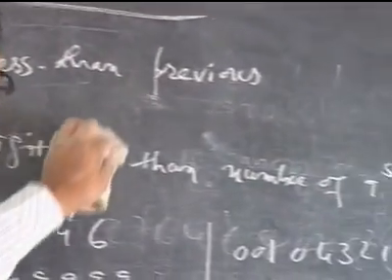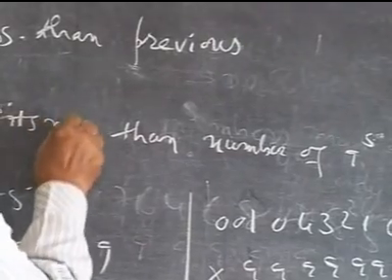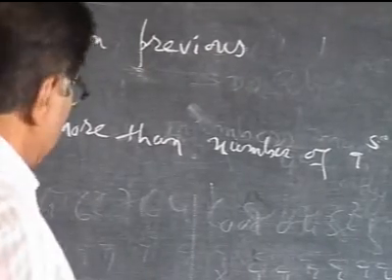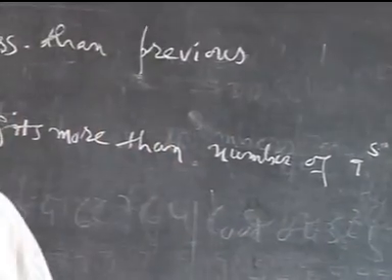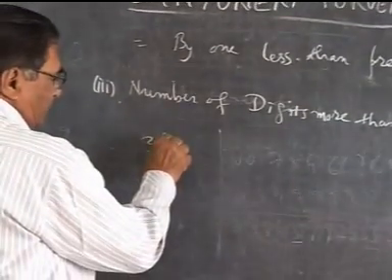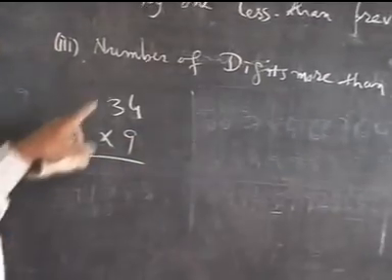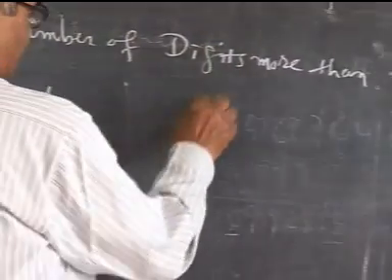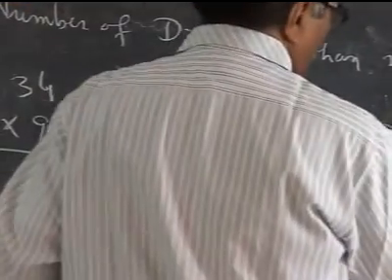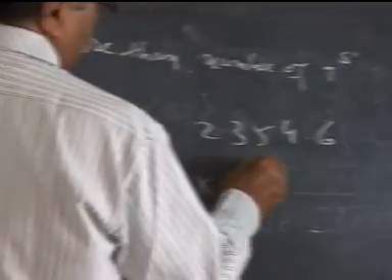Number of digits more than number of nines. In fact, the remaining two are the same methods as this method, but a very simple change is there. I shall show you how we are getting it. Let us see, for example, 34 into 9. 2 digits, 1 nine. 1476 into 999. 23546 into 999.